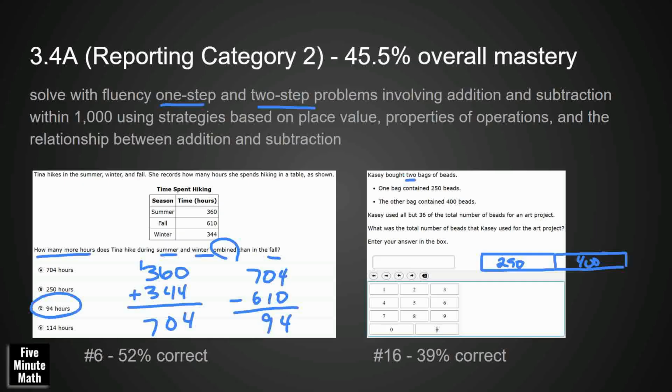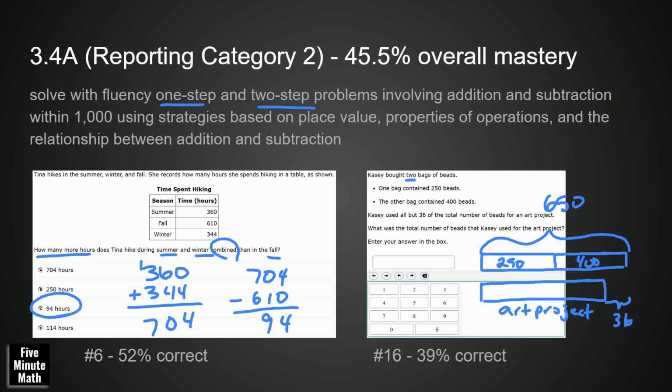All right, so we've got 2 different bags here, 250 and 400. And then we used all but 36. Okay, so I've got my total here, or I can at least find my total easily, right? 650. And that's as much as I'm going to get because there's only 2 bags. I used all but 36, so I'm going to use all of one bag and most of the other. Here's my art project. Really what I'm doing is I'm comparing these two. And then I know that I've got this 36 bead gap here.